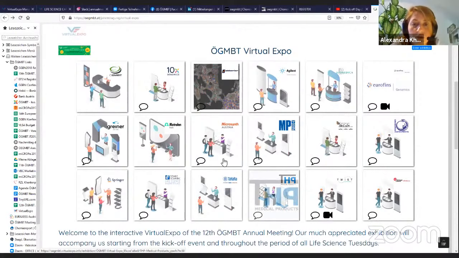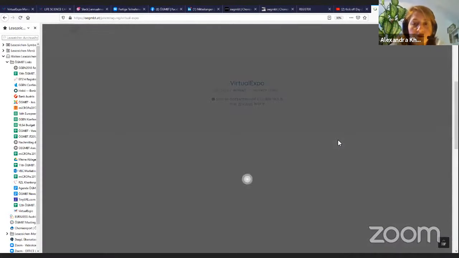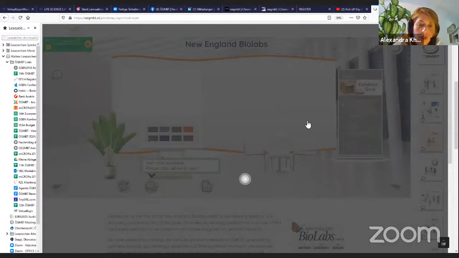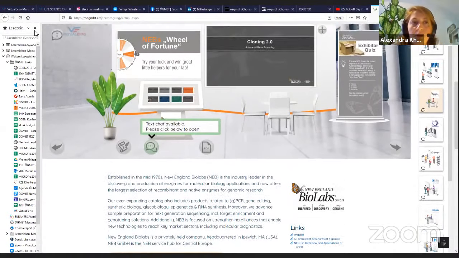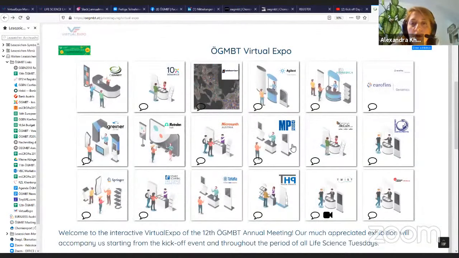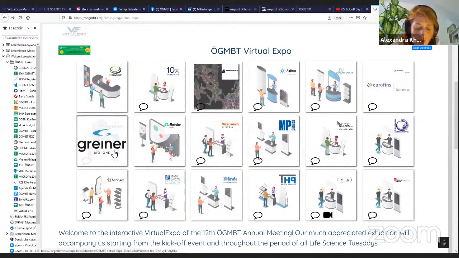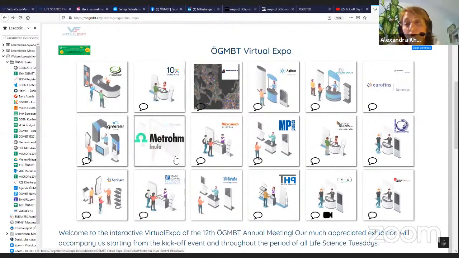So you just visit one exhibition, one exhibitor booth. You look for the question. The questions are not online now because it will start at Life Science Tuesday. But when you look at the 6th of October, there will be questions present at the booth. So you look for the question and try to find the answer by clicking through the information. But if you cannot answer it by yourself, you can contact the exhibitor.